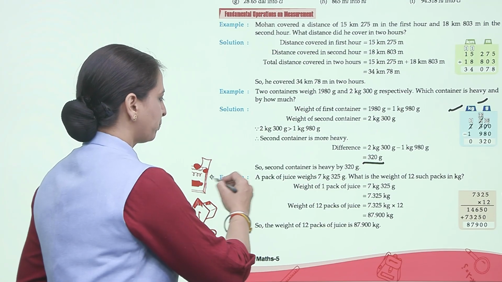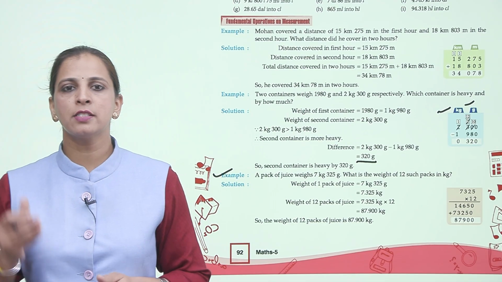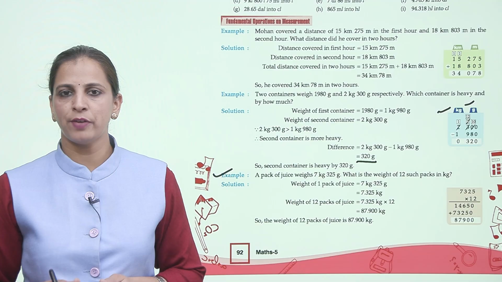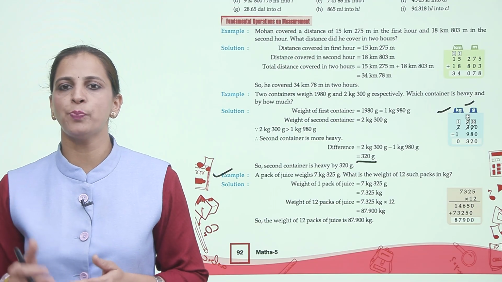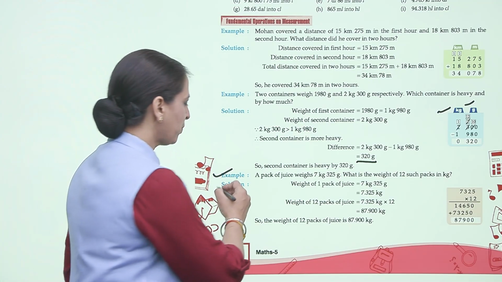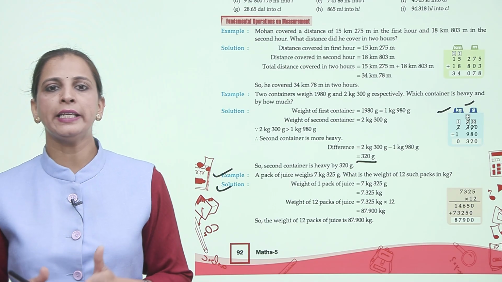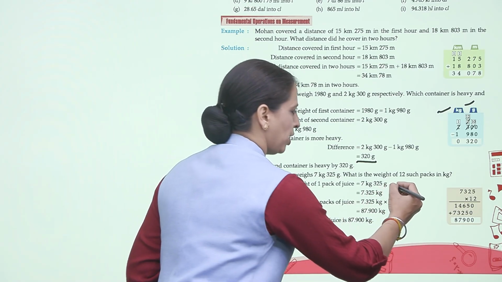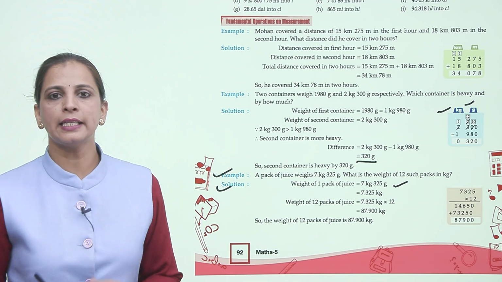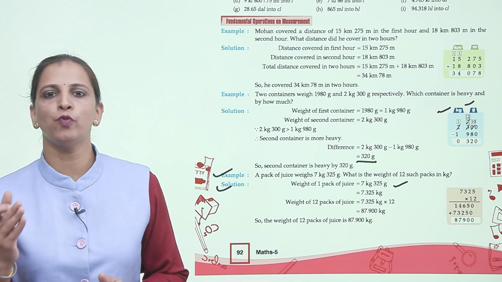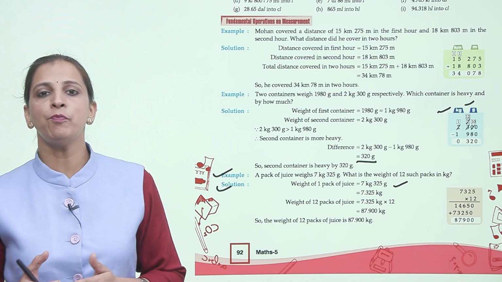नेक्स्ट एग्जांपल. अ पैक ऑफ जूस वेट्स 7 किलोग्राम 325 ग्राम्स. व्हाट इज द वेट ऑफ 12 सच पैक्स इन किलोग्राम. सॉल्यूशन करते हैं इसका. एक पैक ऑफ जूस का वेट कितना है, दैट इज 7 किलोग्राम 325 ग्राम्स, दैट इज इक्वल्स टू 7.325 किलोग्राम. वेट ऑफ 12 पैक्स.